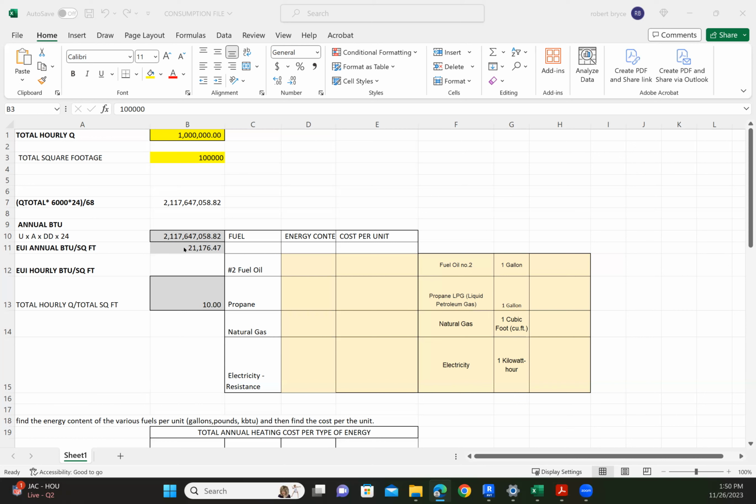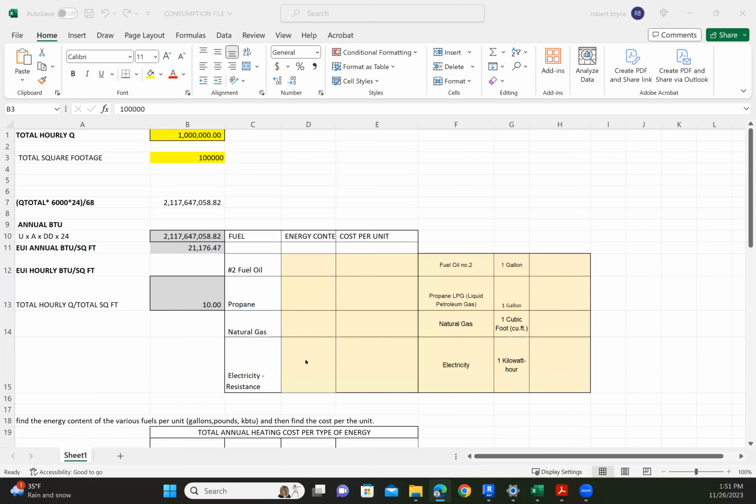And then we can figure out per square foot what it costs per square foot. But we want to know what the annual BTU consumption is so that we can calculate our fuel costs. The energy content in these fuels will have a unit. So in a gallon of fuel oil, how many BTUs are there? In a gallon of propane, how many BTUs are there? In a cubic foot of natural gas, how many BTUs are there? And in a kilowatt hour of electricity, how many BTUs are there?